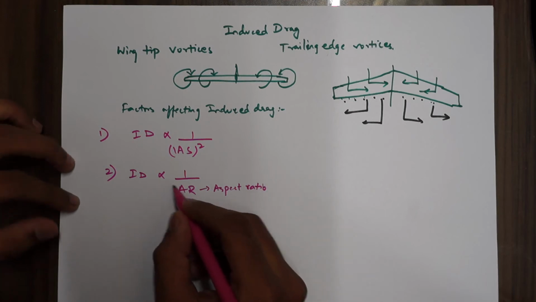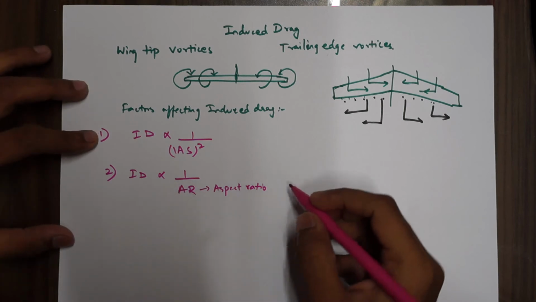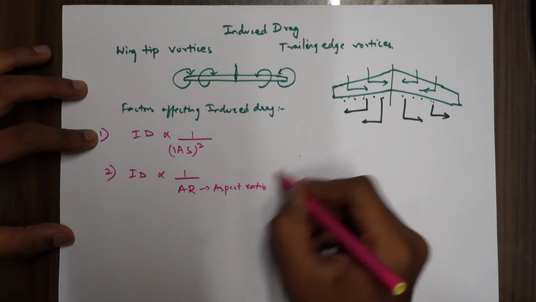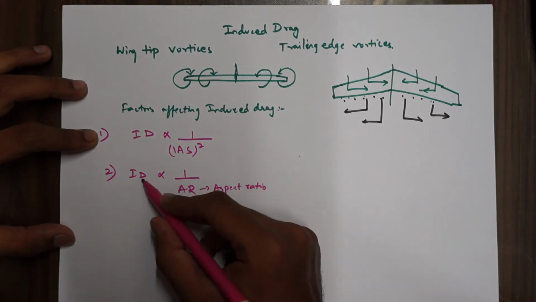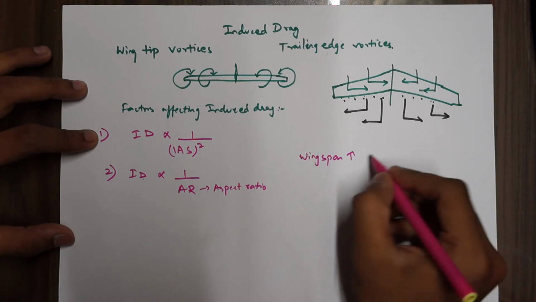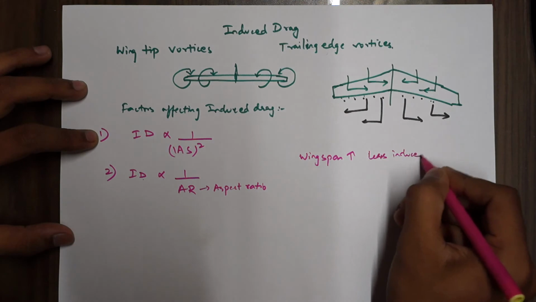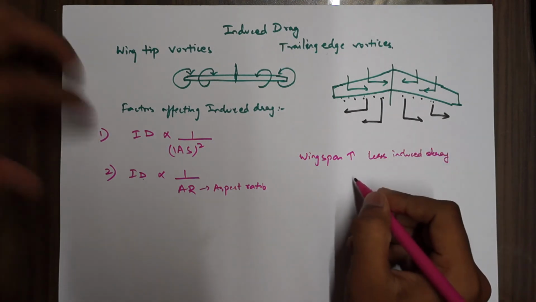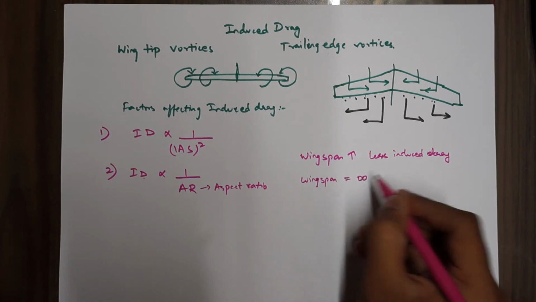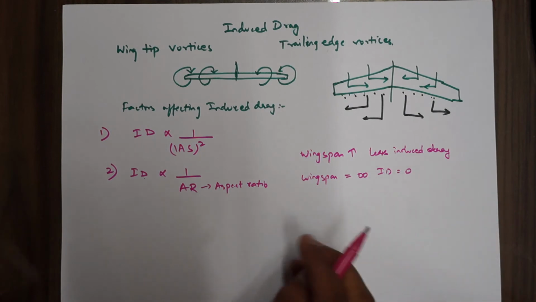So higher the aspect ratio, less is the induced drag. Now why is this? When the aspect ratio is high, that means your induced drag will be less. A high aspect ratio means the wingspan is high, so that will give you less induced drag. Theoretically, if the wingspan is infinity, induced drag is 0, right? And higher aspect ratio wings are therefore more efficient.